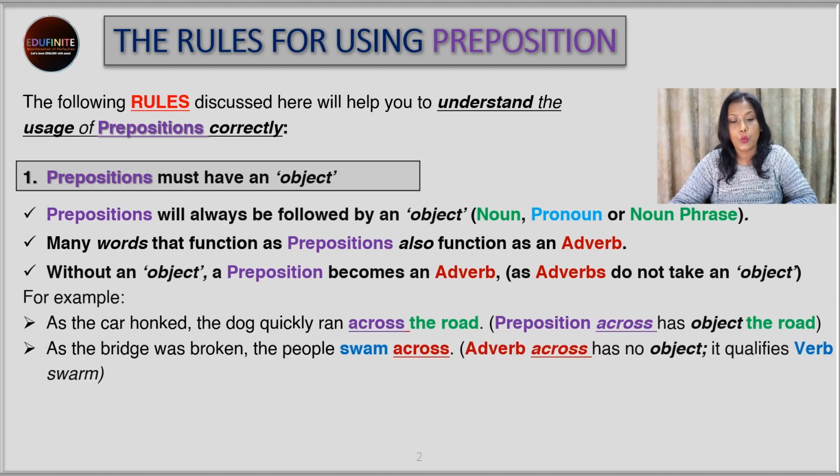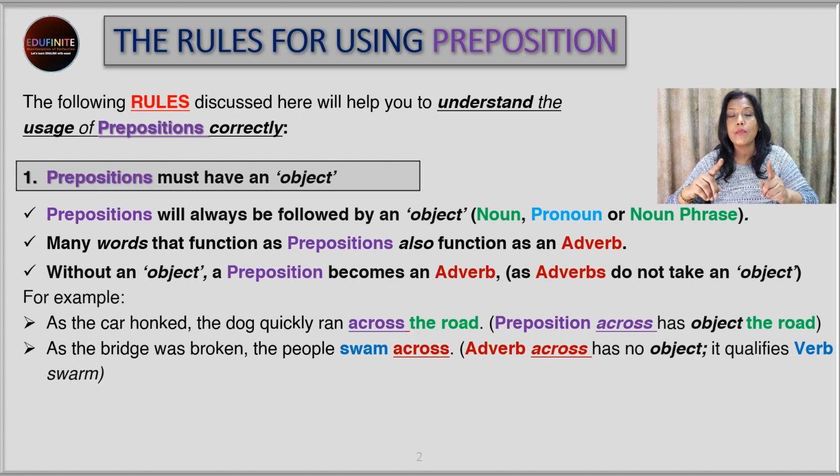As the bridge was broken, the people swam across. So over here, what do we see? We still have that word across. But after that word across, there is no object. So since it is without any object, this is an adverb. And what is it doing? It is qualifying the verb swam.